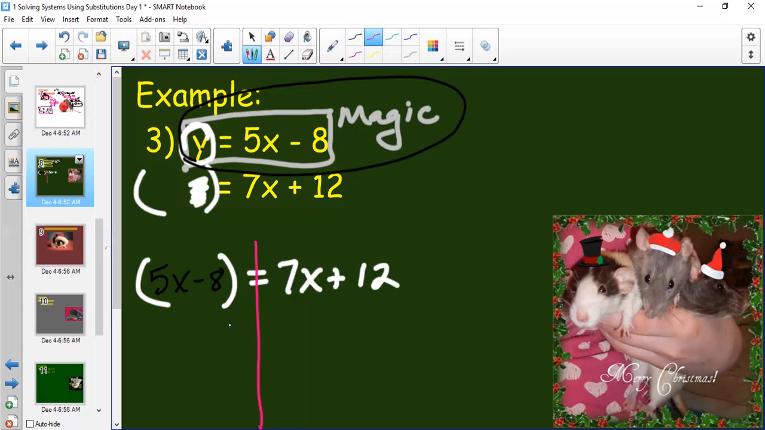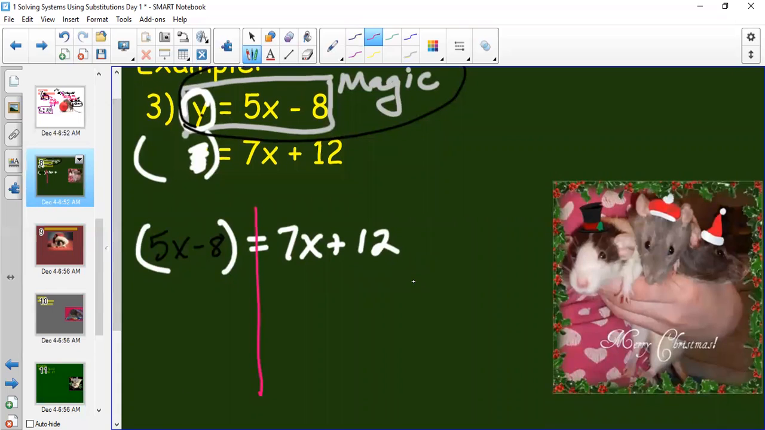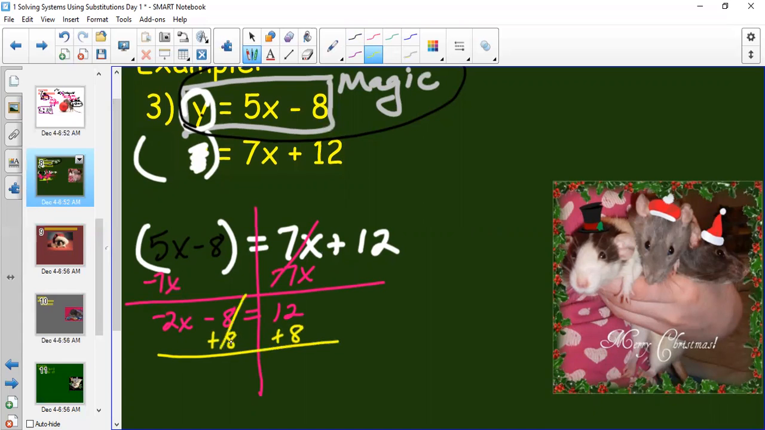Don't really need the parentheses in this one, but that's kind of on questions to come where you're going to need those parentheses. So I would subtract 7x here. That would give me negative 2x minus 8 equals 12. I'm going to add 8 to both sides. That would be negative 2x equals 20. I would divide by negative 2 to get an answer of negative 10.